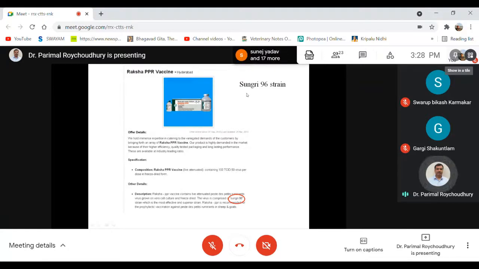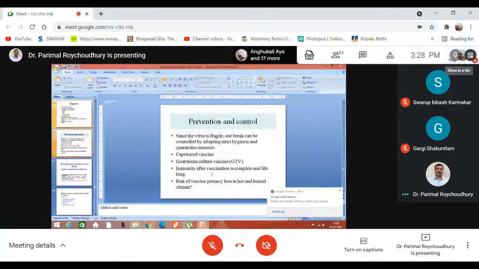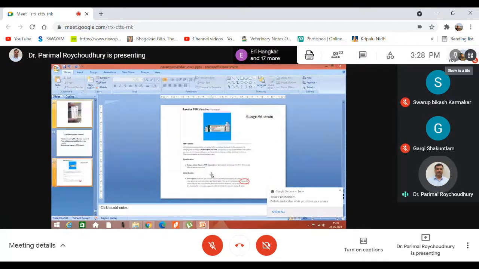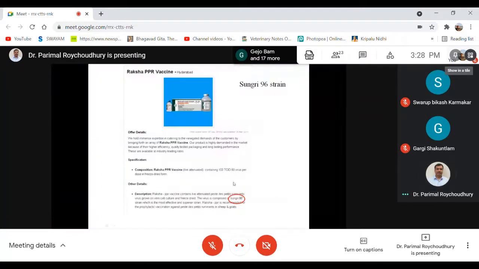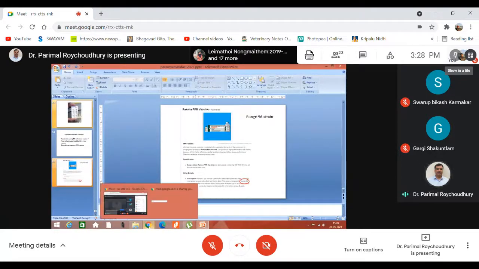So I request all of you to note down this Sungri 96 strain, which is prepared by Indian Immunologicals and is available in our market. It is branded as Raksha PPR, and the Indian Immunologicals company prepares it. So this is a Vero cell adapted live attenuated strain of PPR. Okay, thank you very much.